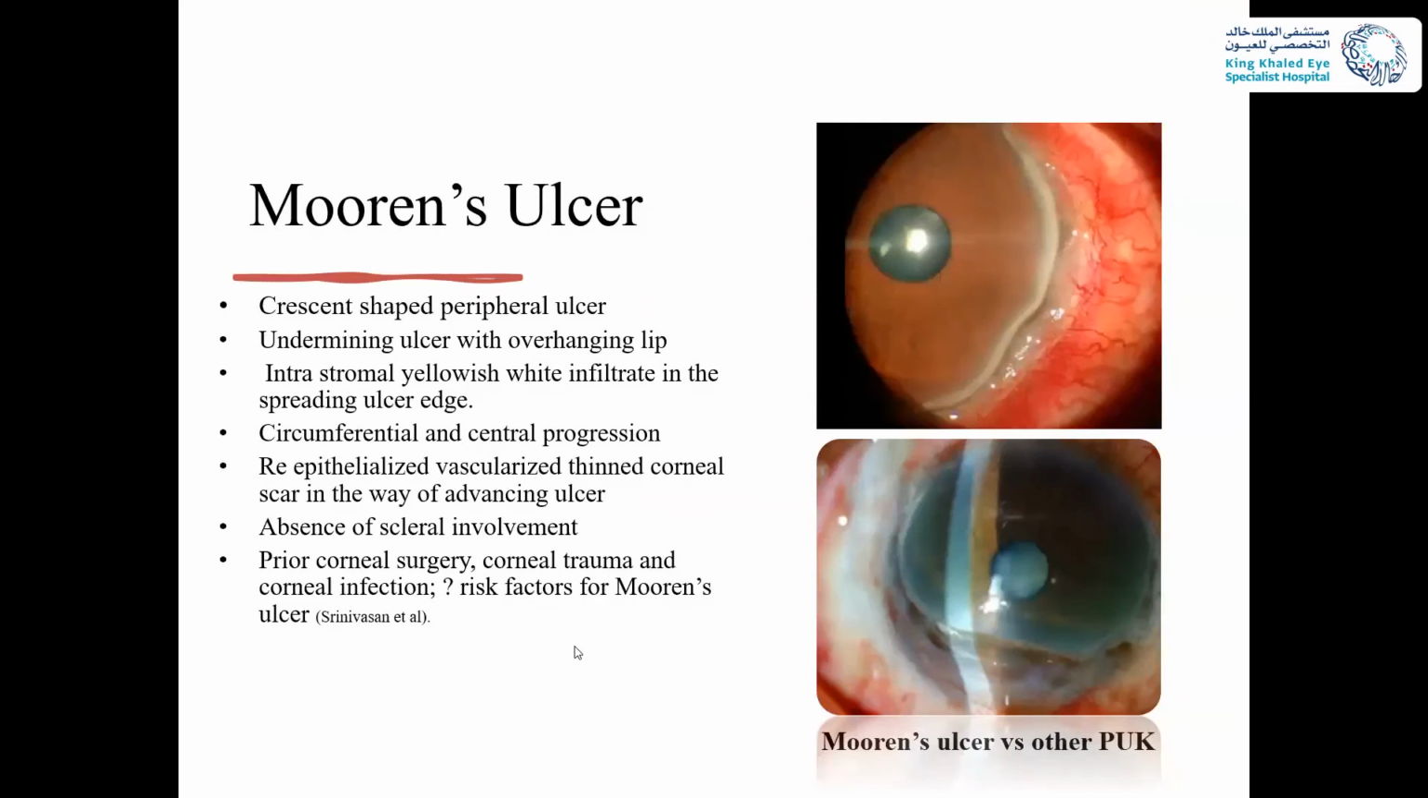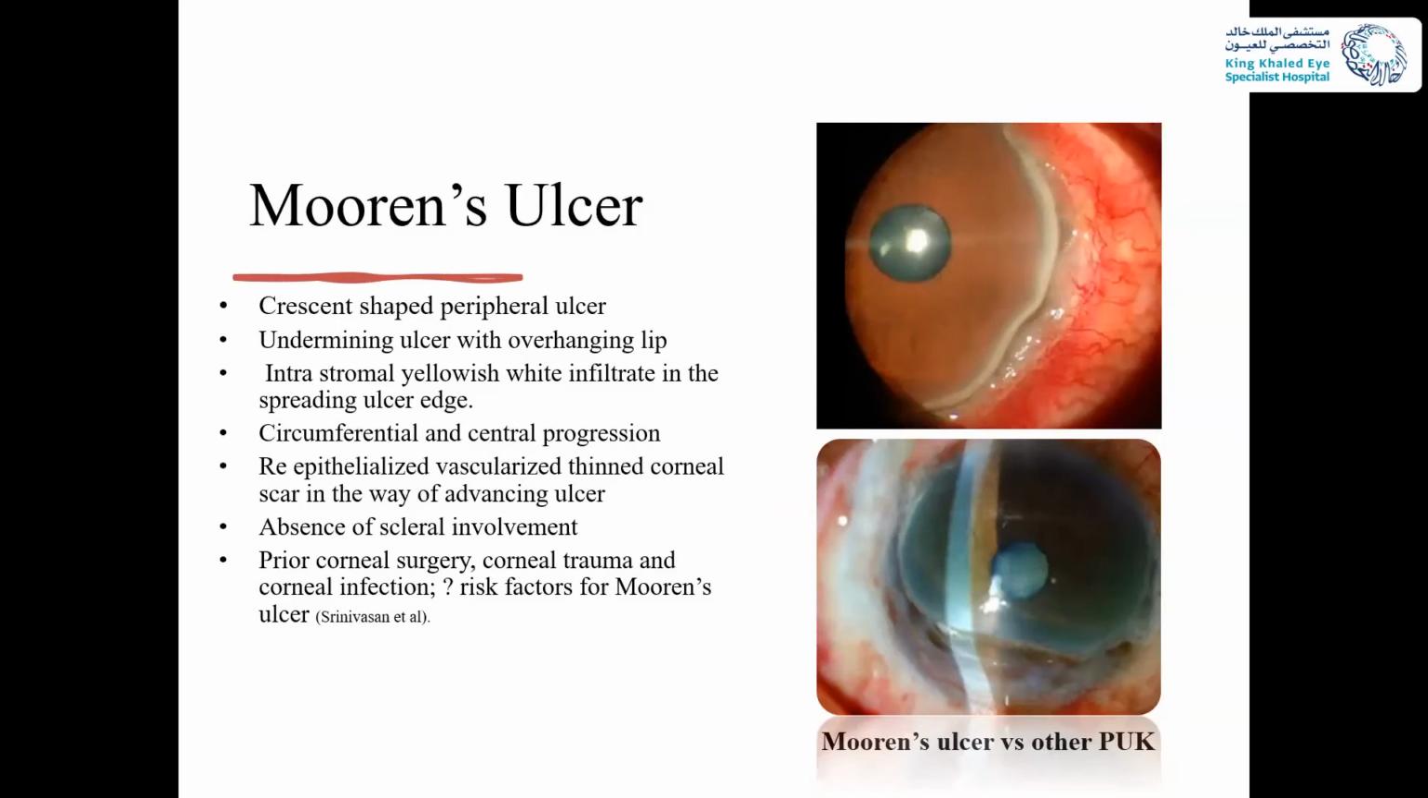Now, Mooren's ulcer has a specific pattern of presentation. They usually present in a concentric shape. They are peripheral at the limbus. There is no scleritis. Presence of scleritis excludes Mooren's ulcer. Now, the ulcer itself has an undermining edge with an overhanging lip.